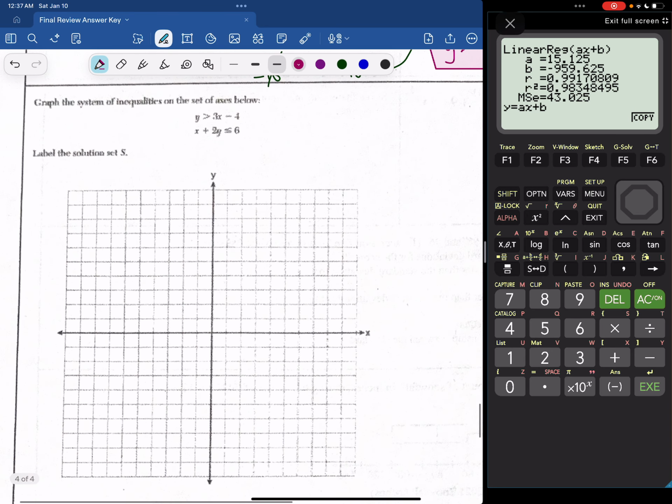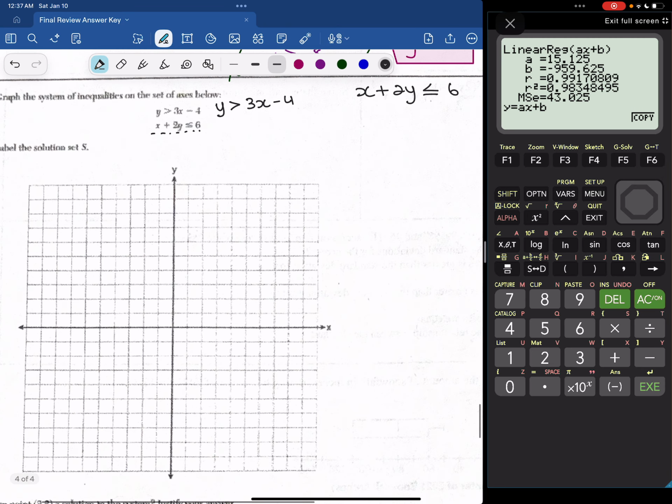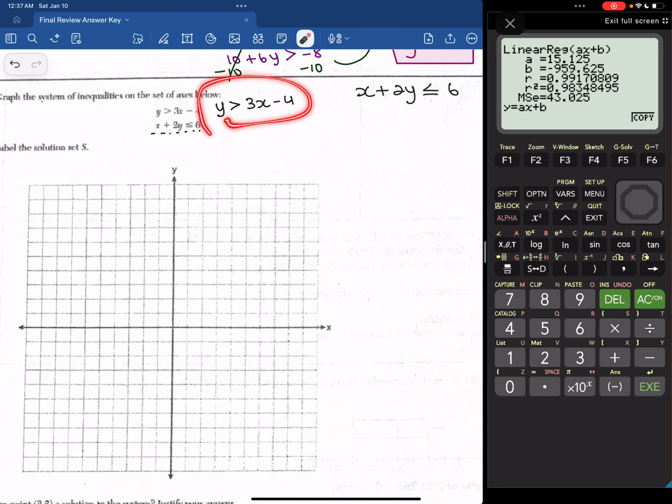All right, next question. Graph the system of inequalities on the set of axes below. So I'm just going to rewrite this a little bit better so we could see it. The first inequality is y is greater than 3x minus 4. And the second inequality, this one, is x plus 2y is less than or equal to 6. All right, so let's graph the first inequality. Let's graph y is greater than 3x minus 4.